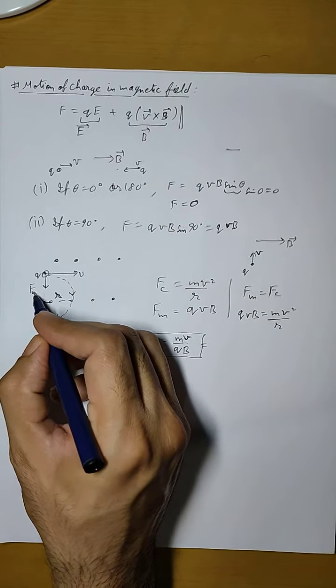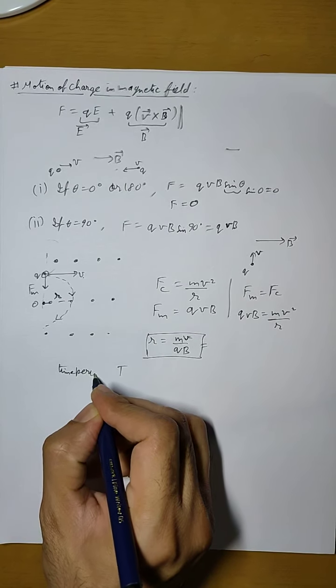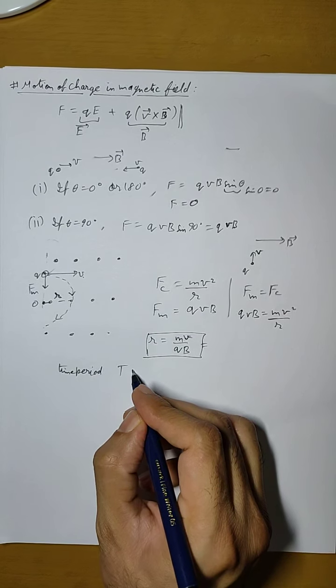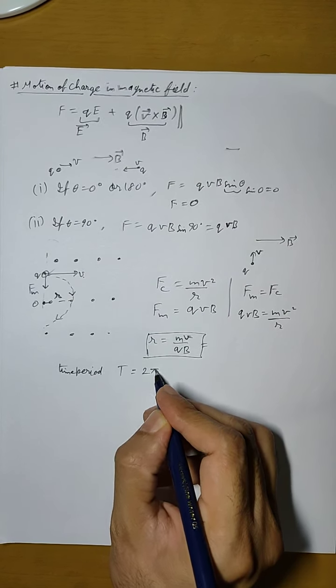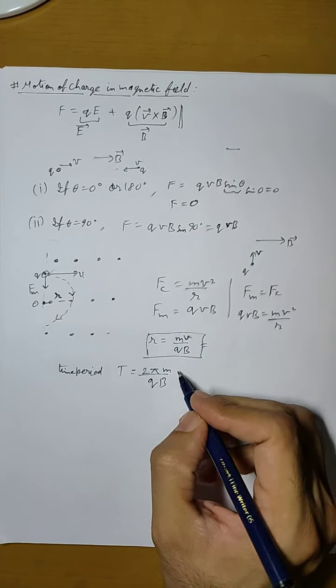Now if this is the radius of the circular path, so q will move in a circular path, its motion will be periodic because the force is considered to be uniform and there is no change in velocity, so the circles will be periodically made. So it is a periodic motion, hence it must be having some time period, the time period of rotation, the time period of oscillation, and that will be given by the formula 2 pi m upon qB.